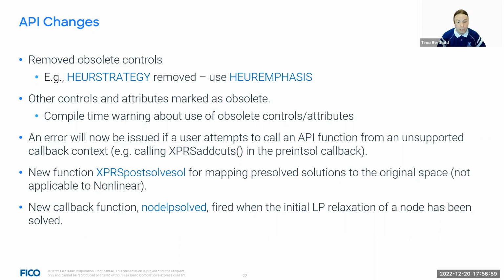Also, calling an API function at a place where you really should not will give you an error, like trying to add a cut when the heuristic found a solution in a context outside the current node. So I hope this will not affect any one of you anyway, but still. On the brighter side, there is now a function to directly map the solution from the presolved space back to the original space, a feature that has been requested multiple times, and a dedicated callback called only once after the initial LP of a node has been solved, but before any internal cuts or heuristics.